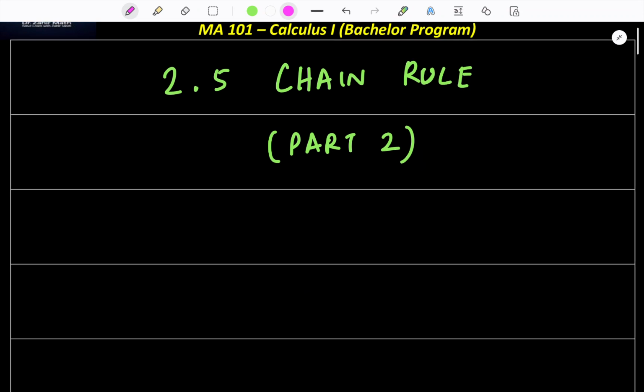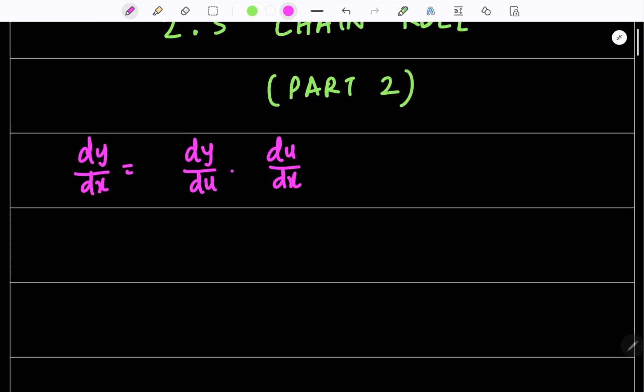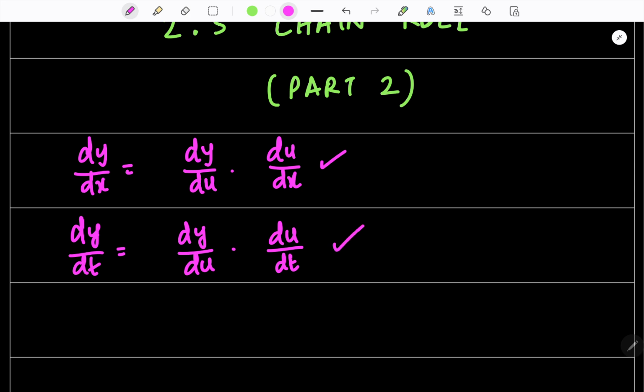So before starting the chain rule, you just remember two rules. Actually, it's one rule, but it's a function of x and a function of t. So dy by dx is equal to dy divided by du times du divided by dx. u is the one you are substituting. Suppose the question is in terms of t, you are going to write dy divided by du and du divided by dt. These are the two rules you are going to remember. Very, very simple.